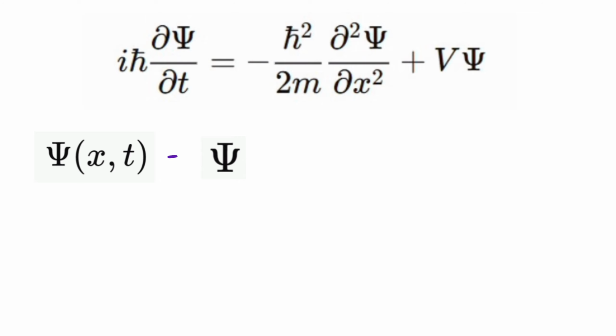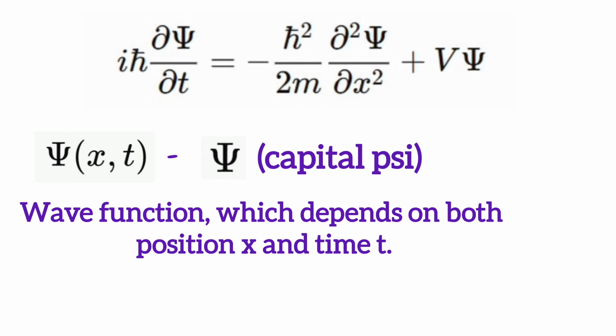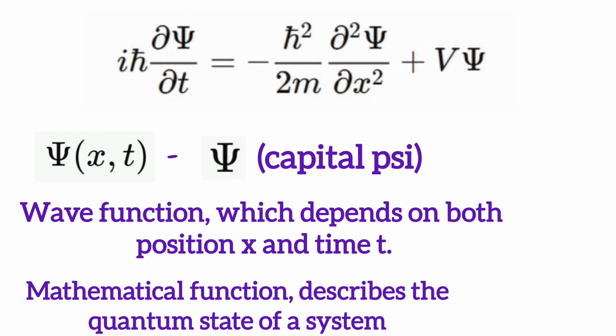This symbol is called capital Psi and represents the wave function, which depends on both position x and time t. The wave function is a mathematical function that describes the quantum state of a system. We will explore the meaning of the wave function in an upcoming section.